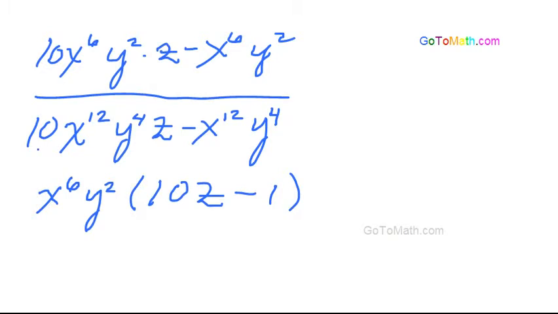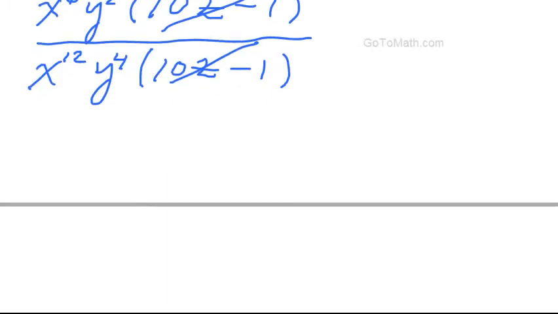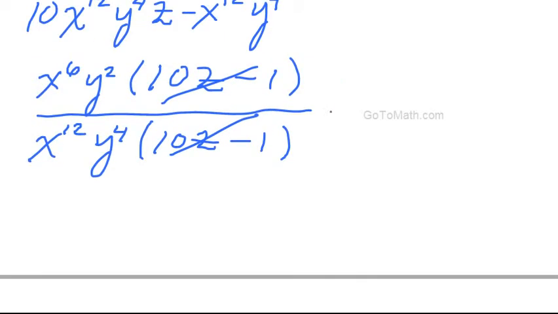Now let's look at the denominator. We got 12 x's, 12 x's, 4 y's, 4 y's. Okay, so we're going to pull out 12 x's and 4 y's. And that's going to be 10z minus 1 also? That's kind of freaky. Okay. So those will cancel out. I don't know why I'm so surprised about that.